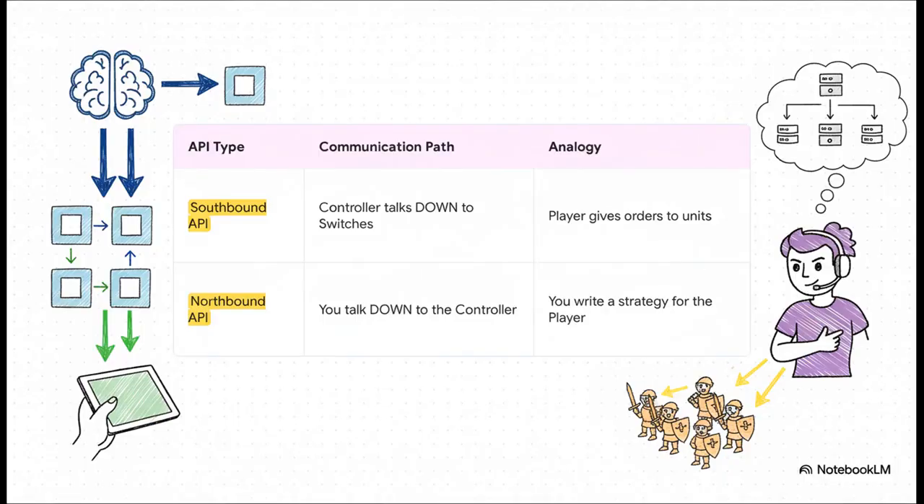And this communication goes in 2 main directions. When the controller talks down to the switches on the ground, that's called a southbound API. Think of it as the player giving direct orders to the army units. You, go here. You, attack that. Then you have the northbound API. That's how you, the administrator, talk down to the controller, giving it the high-level strategy. It's like you're writing the master plan for the player to follow.